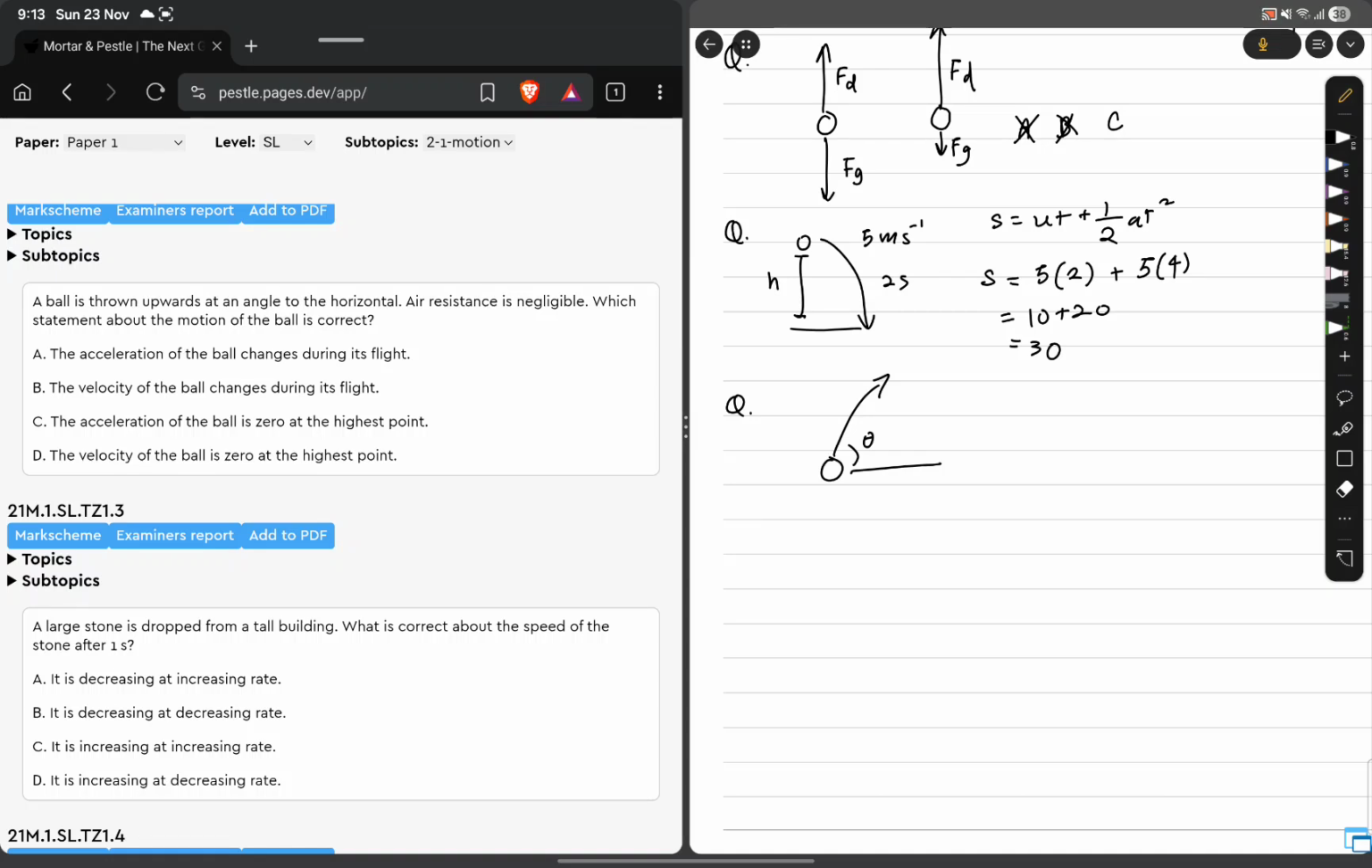The velocity of the ball changes during its flight. So yeah, it does, because at first it goes up and then it decreases and then it goes down, increasing in magnitude. So yeah, since velocity is a vector, the direction is changing and so does the magnitude.